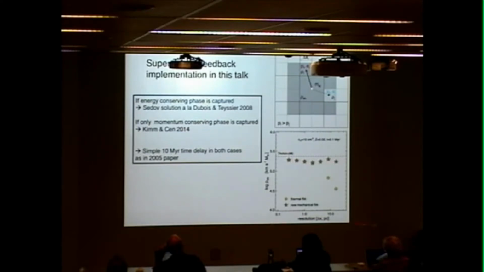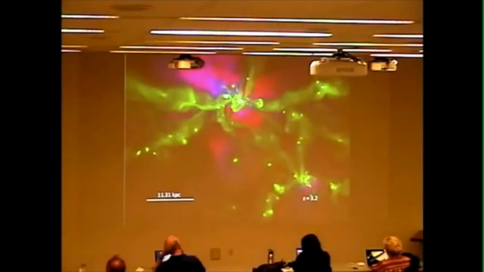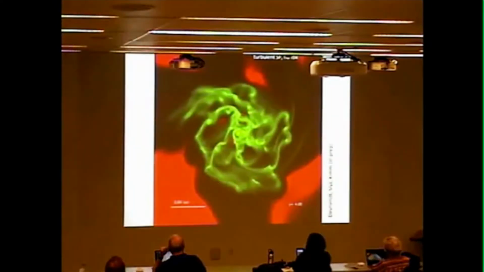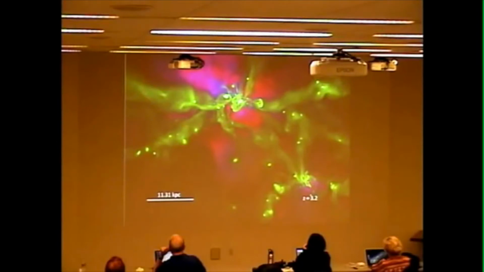And here's a resolution study available in the Kim and Ostriker paper that shows you that if you basically have enough resolution, these two things converge to the same answer. All right, so what does it look like? That's the galaxy we're going to be focusing on right here.